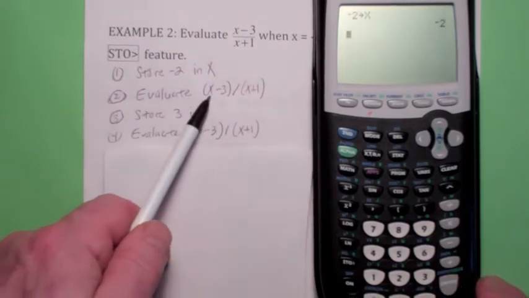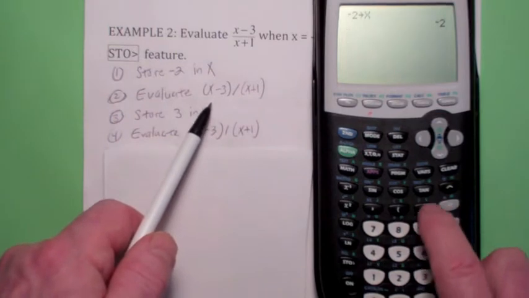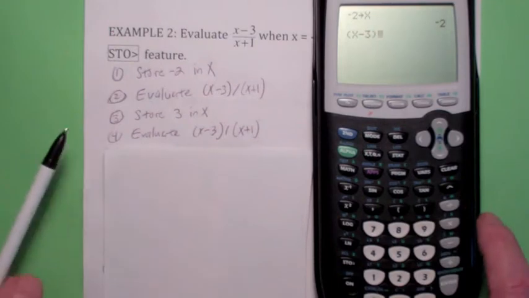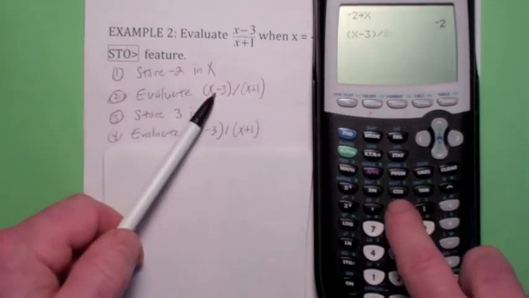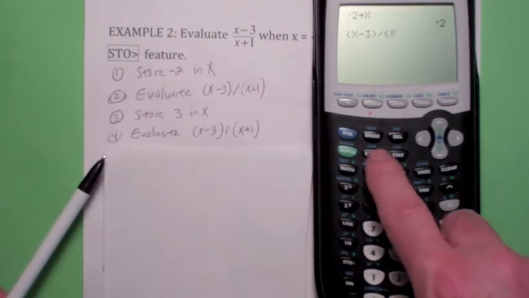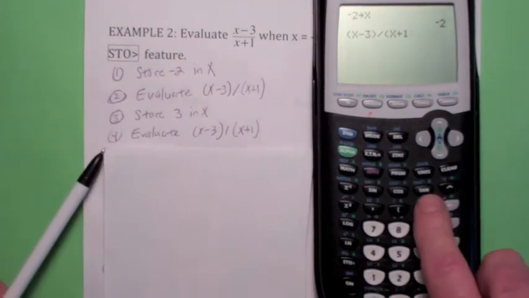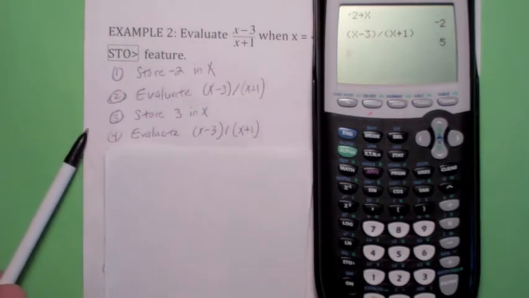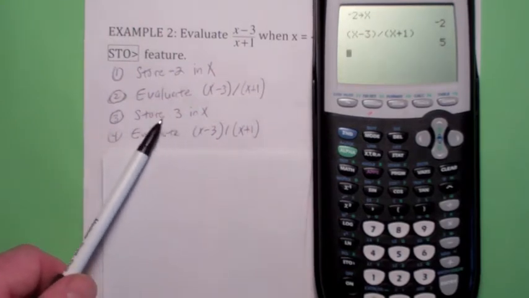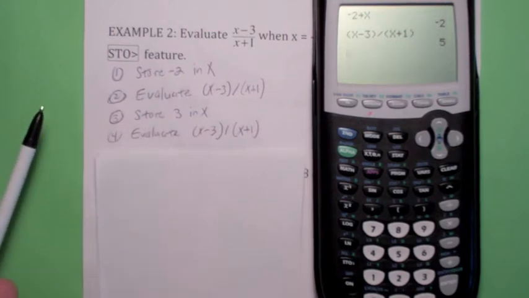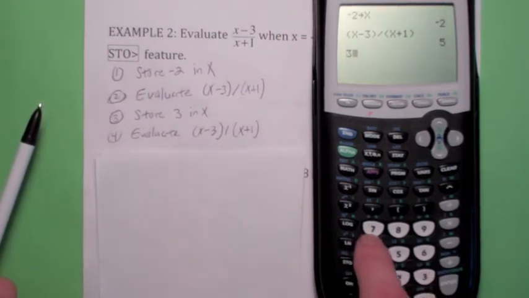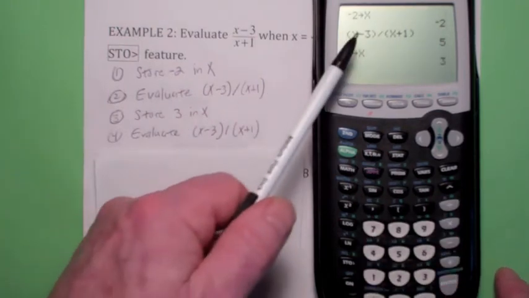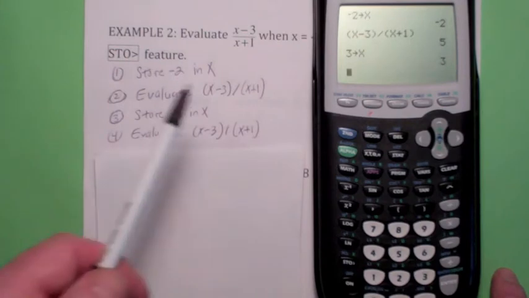Now we enter the expression. Be careful with your parentheses. You get parentheses x minus 3, close parenthesis, divided by, left parenthesis, x plus 1. And when you hit enter, you get 5. Now how do you evaluate the same rational expression when x is 3? You just go 3 store in x, hit enter, and then all you have to do is enter that expression.